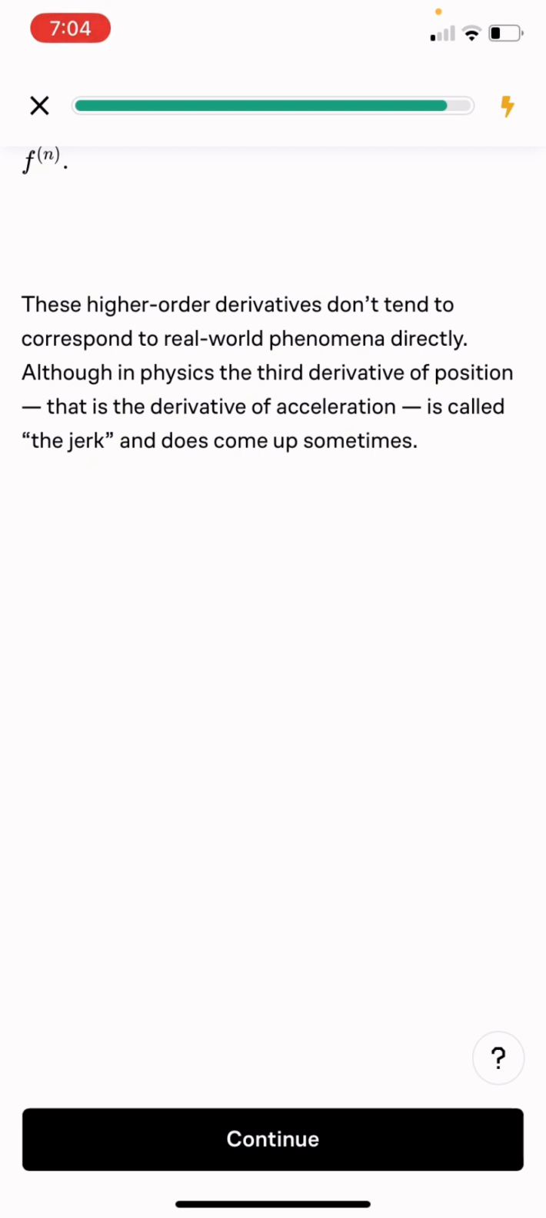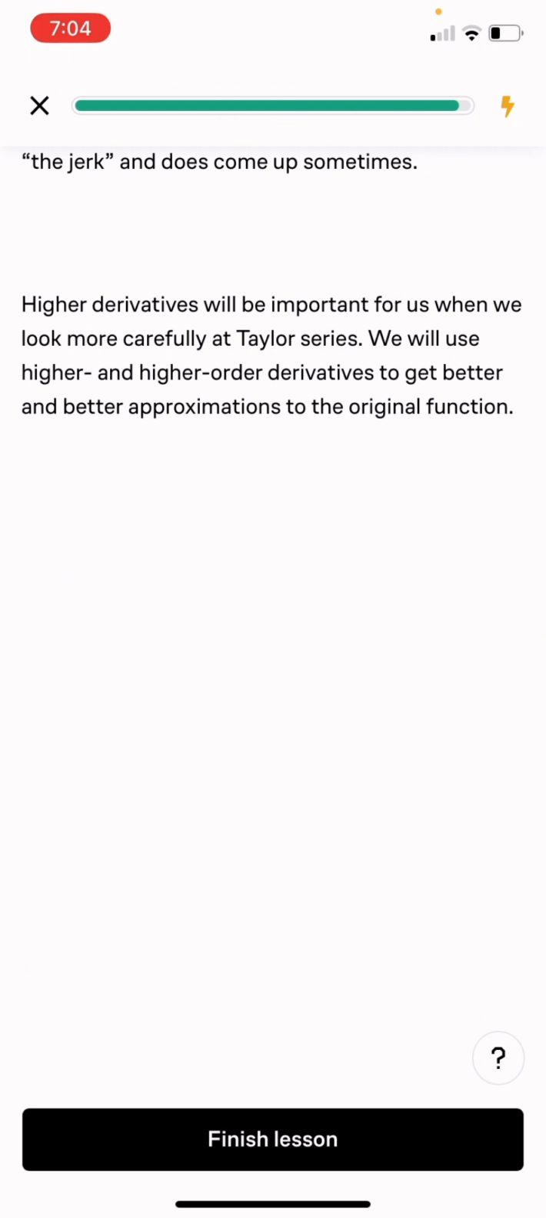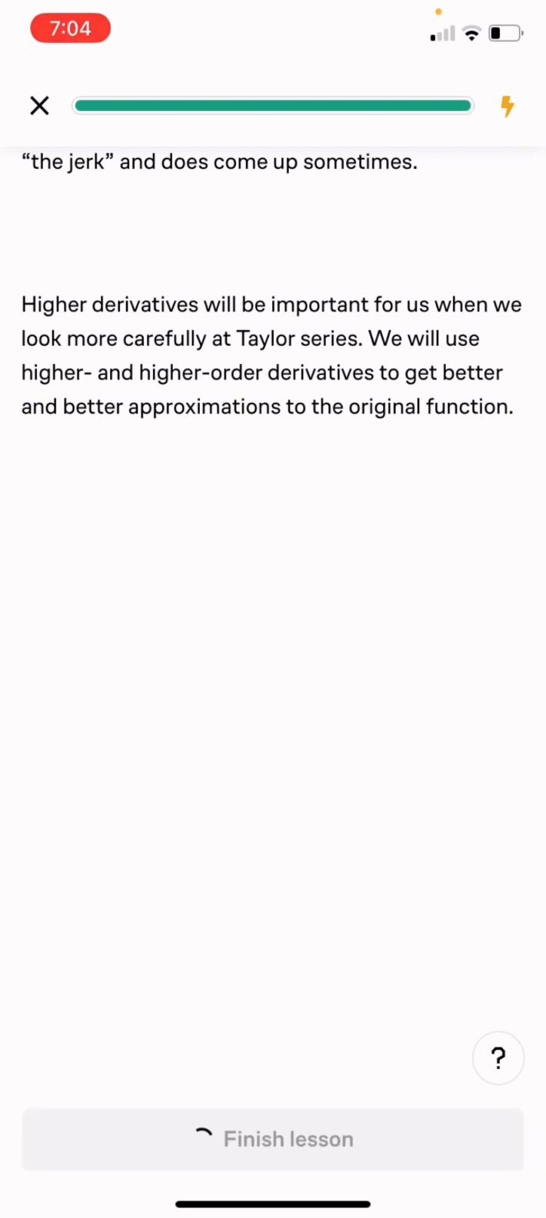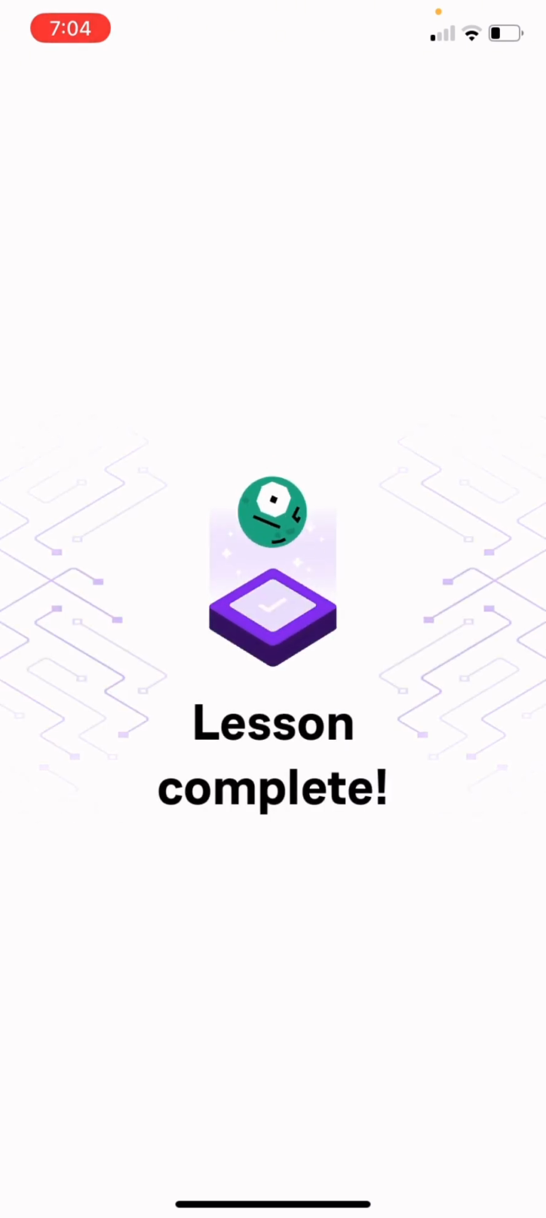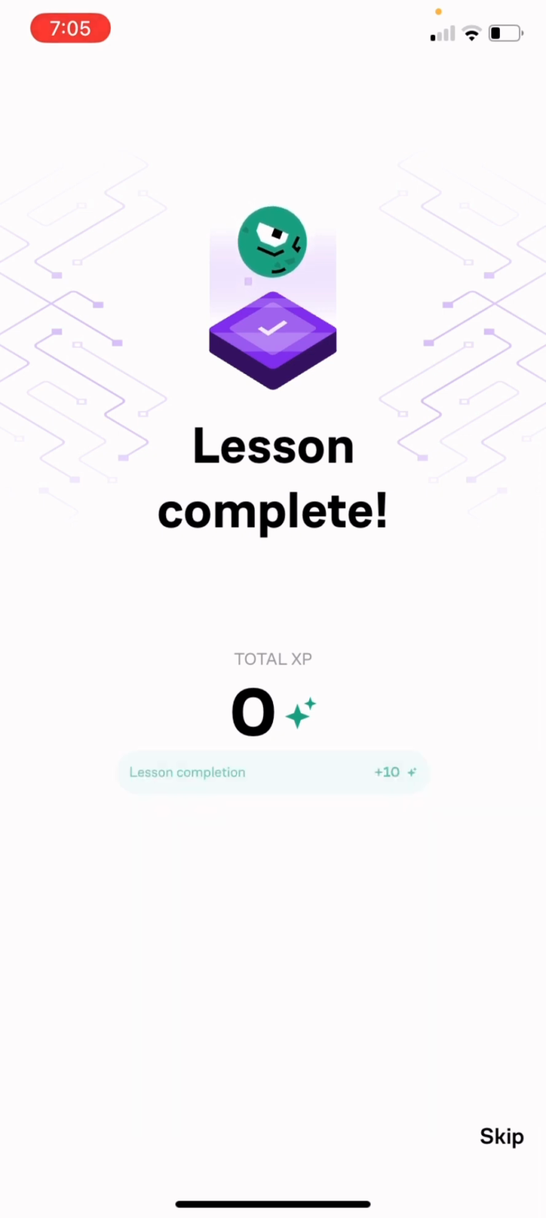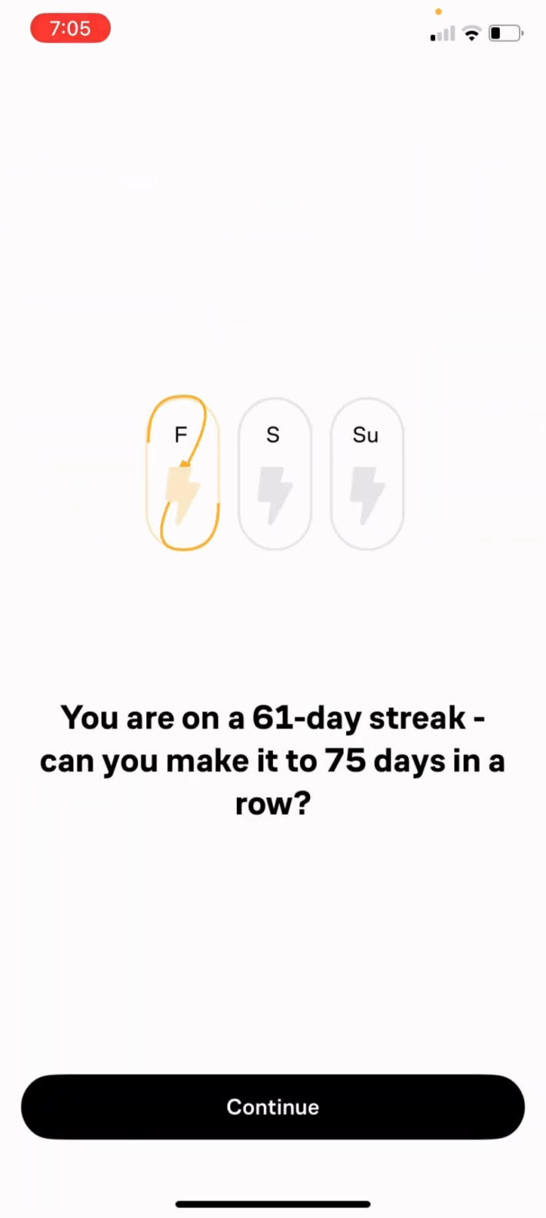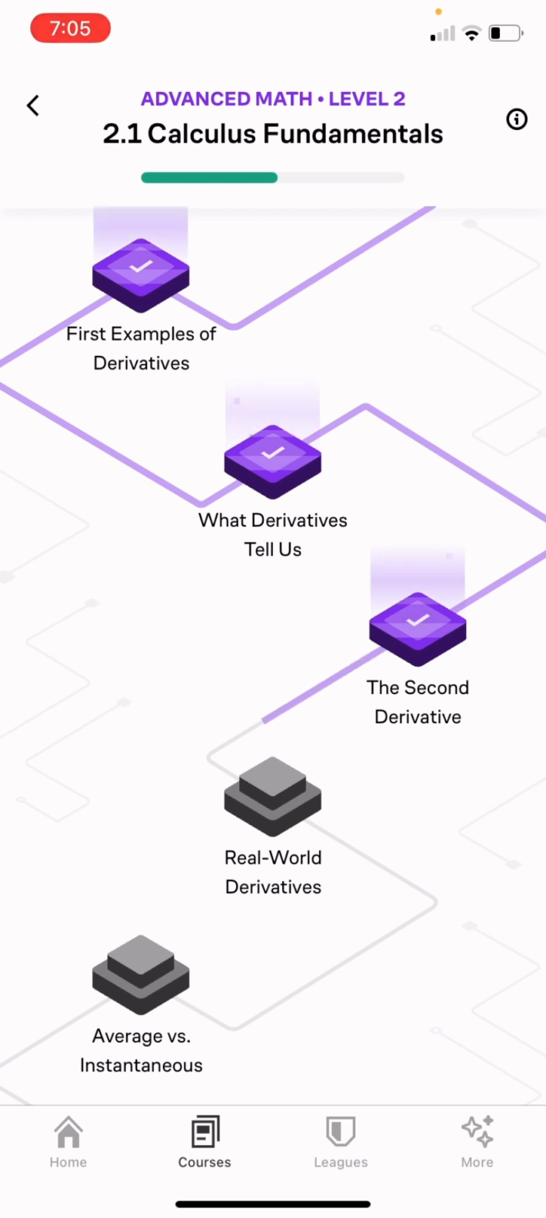Okay, let's go on to real-world derivatives with real-world problems. See how derivatives are used in motion, geometry, and learning curve problems. Real-world derivatives. In this lesson, we will look at functions that model things in the real world and see what their derivatives mean. The first example should come as no surprise.